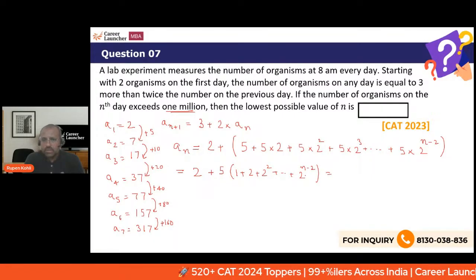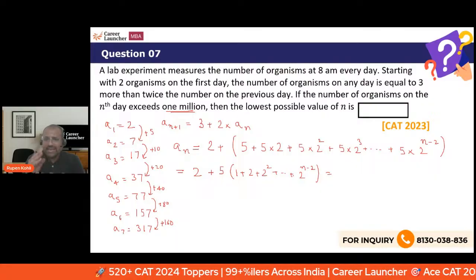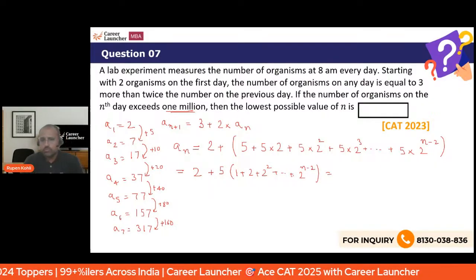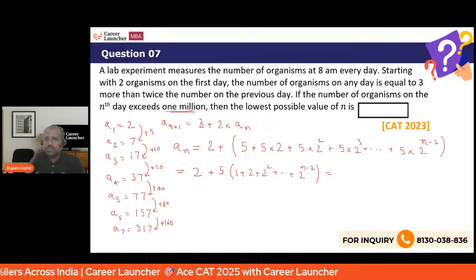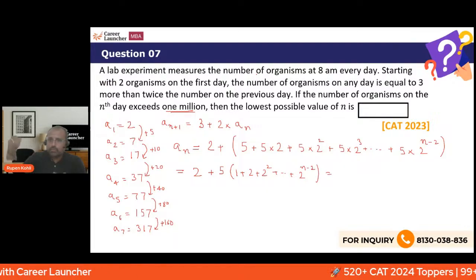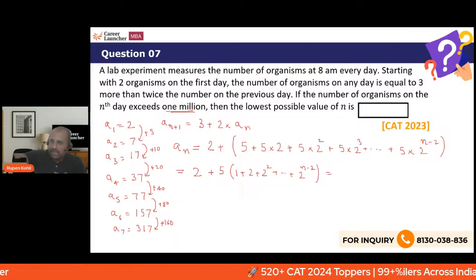All of us know that the sum of the first n powers of 2 is 1 less than the next power of 2, right? 1 plus 2 is 3, it is 2 square minus 1. 1 plus 2 plus 4 is 7, it is 8 minus 1. 1 plus 2 plus 4 plus 8 is 15, it is the next power of 2, 16 minus 1, right?